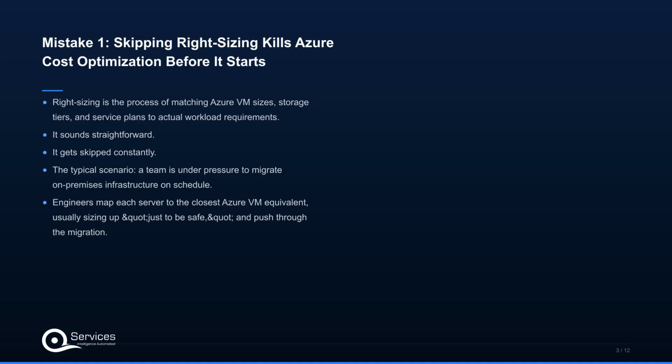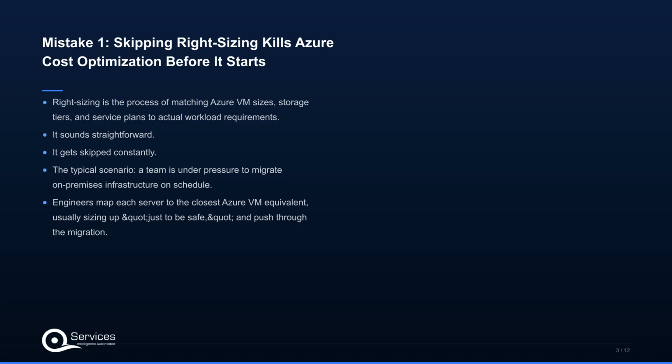Now, next up, mistake 1: skipping right-sizing kills Azure cost optimization before it starts. Right-sizing is the process of matching Azure VM sizes, storage tiers, and service plans to actual workload requirements. It sounds straightforward. It gets skipped constantly.